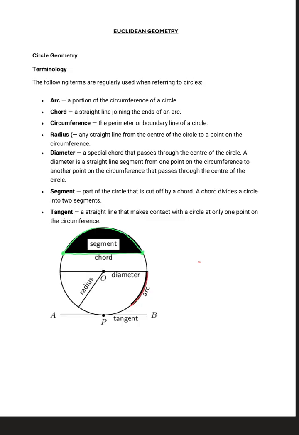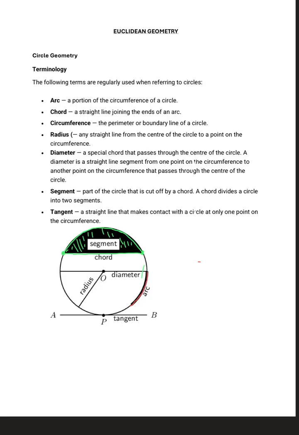And then we have a segment. A segment is part of the circle that is cut off by a chord. So a chord divides a circle into what? Into two segments. And a segment is also basically an area that is formed when a chord and an arc meet. So the area formed by a chord and an arc is what we call a segment. In this case, you can see that this chord and this arc form this area here. So this is what we call a segment, basically, right?